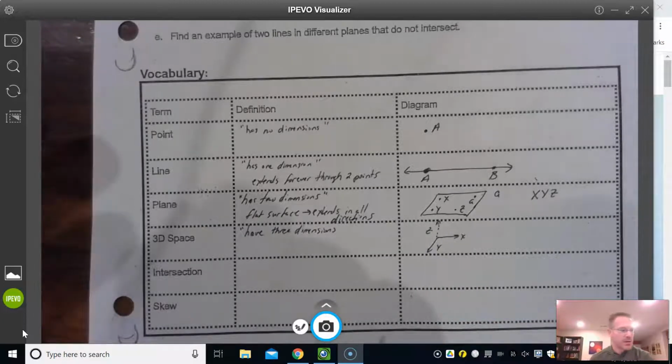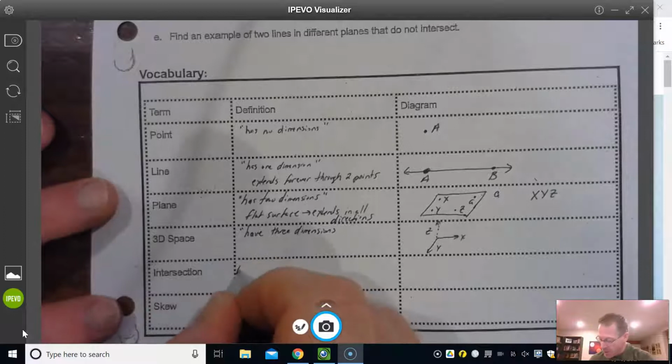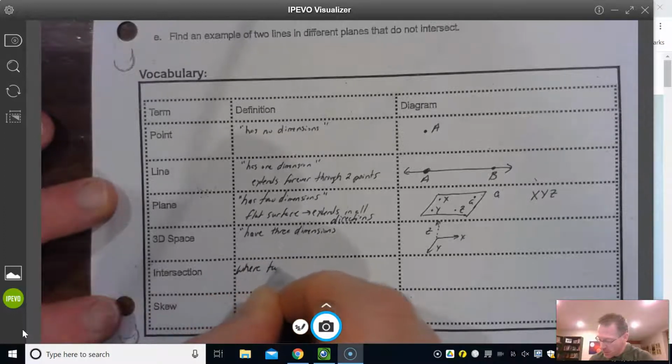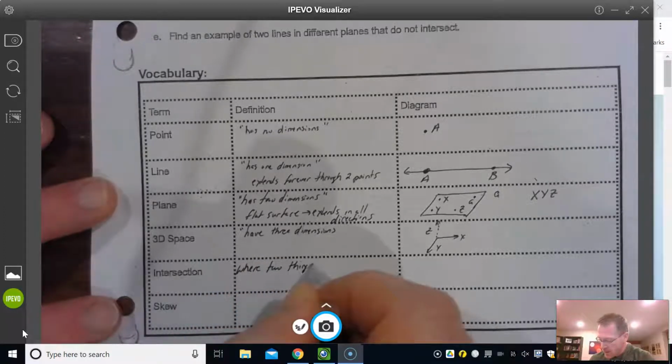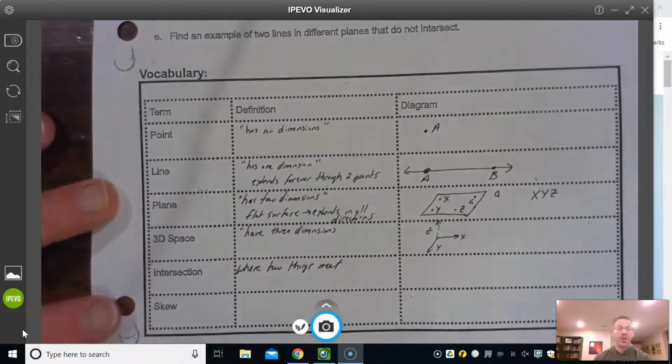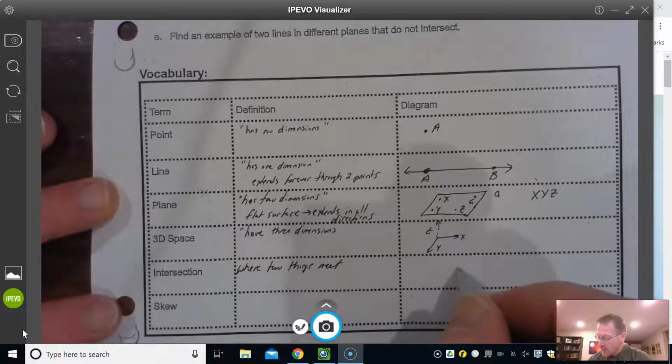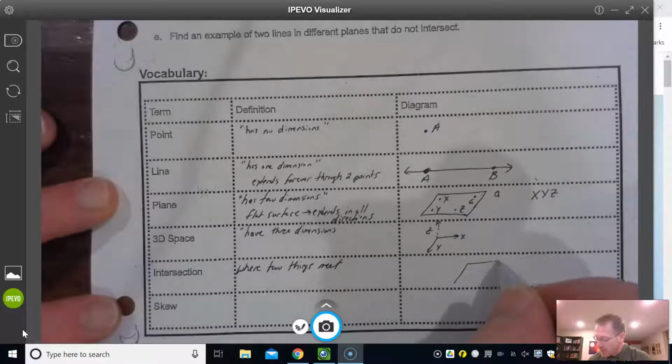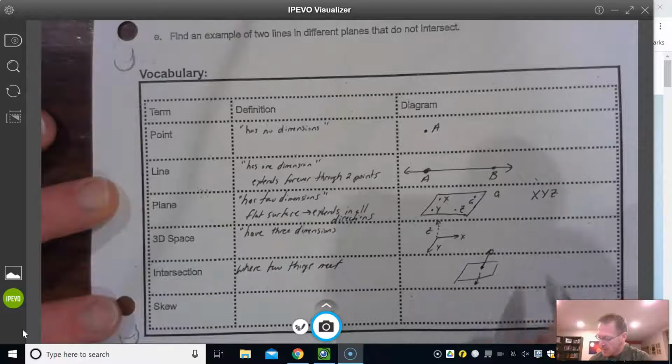Okay, intersection. This is just where 2 things meet. That could be 2 lines, it could be a line and a plane, it could be 2 planes. Kind of what we were talking about earlier, we could have a line that hits that plane and then goes through. So this would be the intersection. Or we could have 2 lines, and we've seen this in algebra, that intersect at a common point.